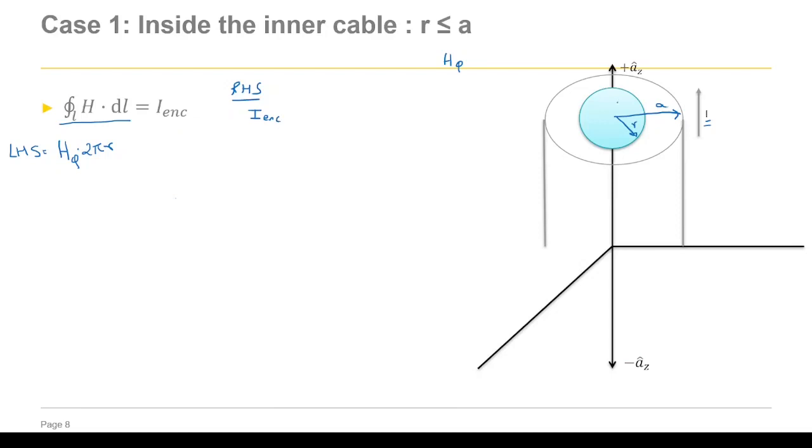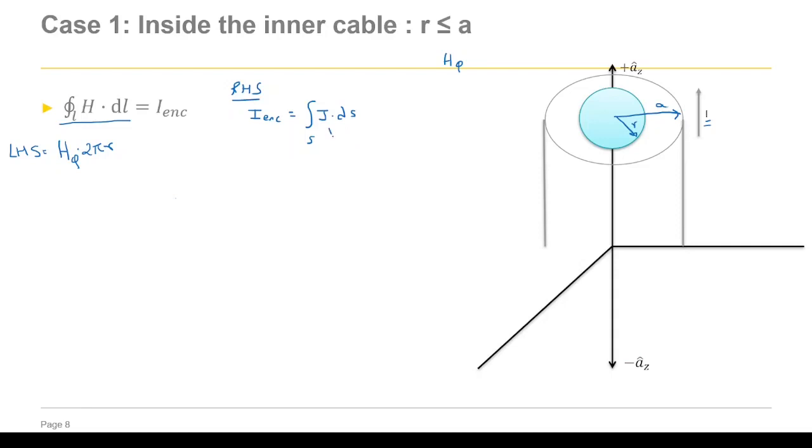is equal to the current enclosed within the area of consideration on the right-hand side. Now this may mathematically be written as the surface integral of current density. The total current is going to be the surface integral of current density.